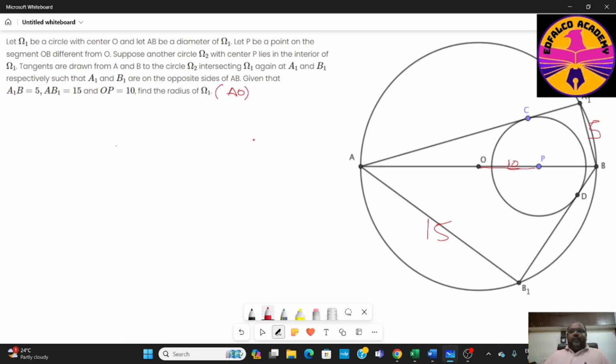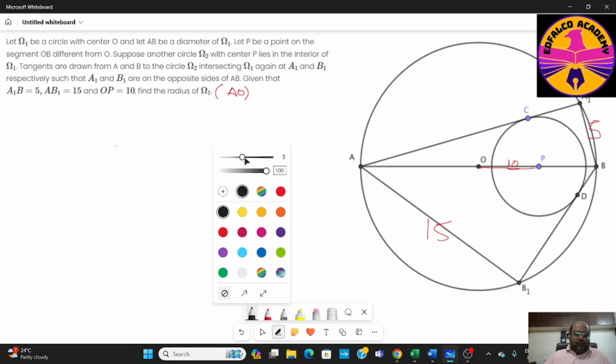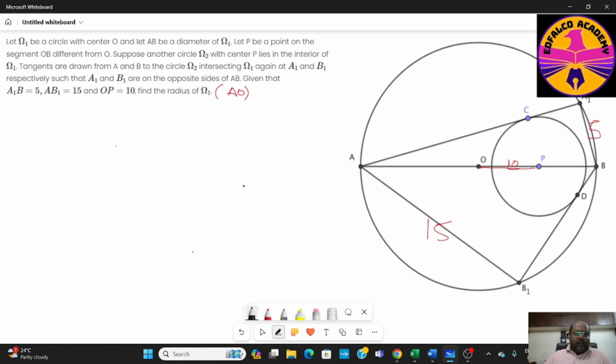So pause the video and try this problem at your end, and then let's see if you are able to solve it, and we'll see the solution of this. So now let's have a look at the solution.